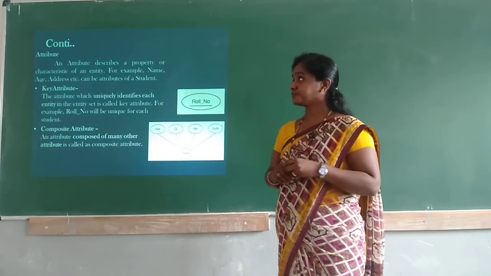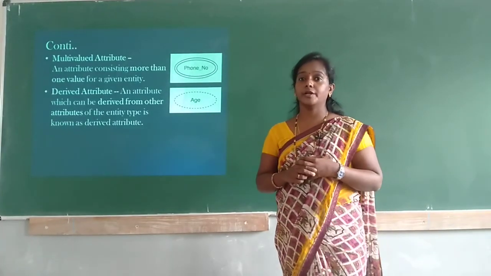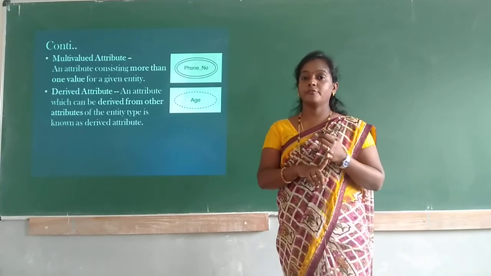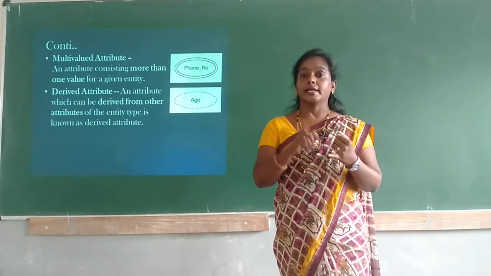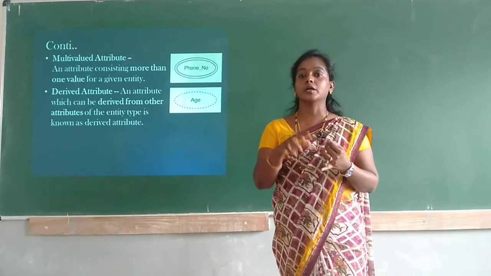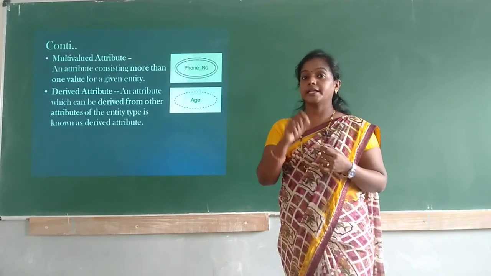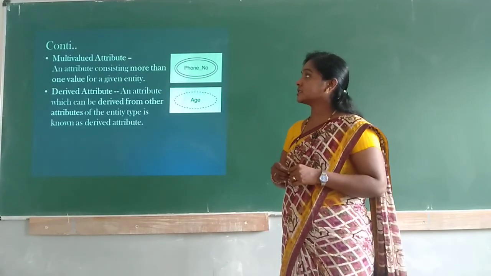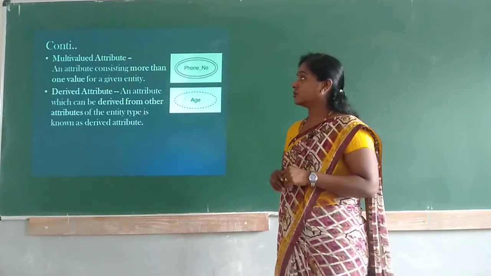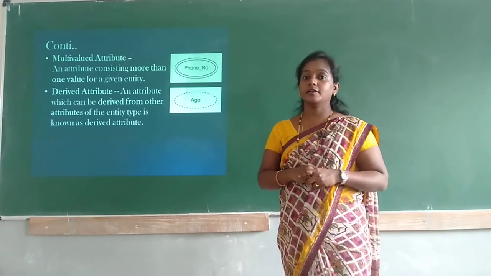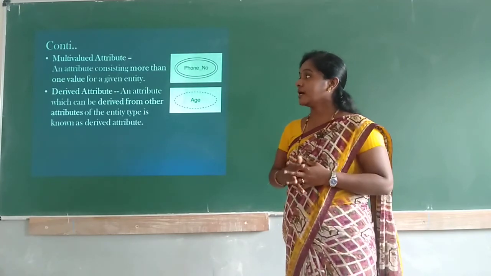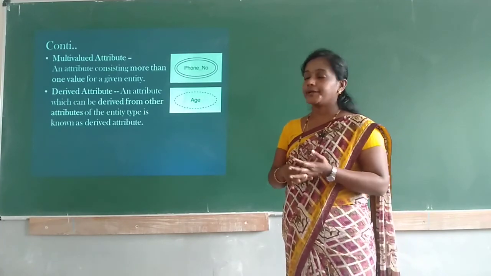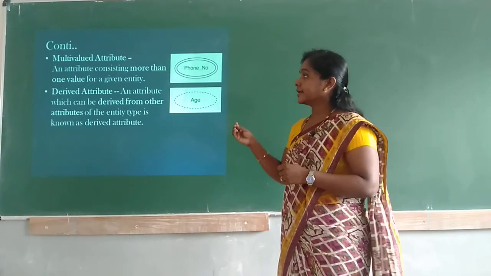Next we have a multi-valued attribute. So in first normal form we have seen a student or an employee having more than one phone number. So that is an example for a multi-valued attribute. An attribute consisting of more than one value, we call it a multi-valued attribute. Next we have a derived attribute. An attribute which is derived from another attribute, we call that a derived attribute.